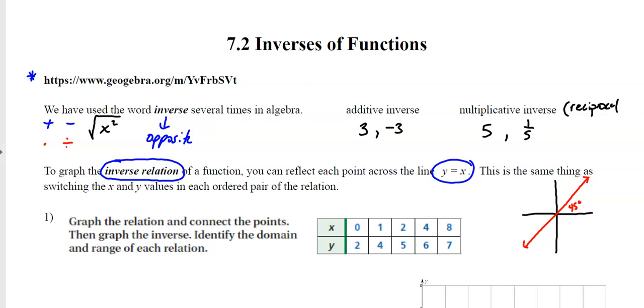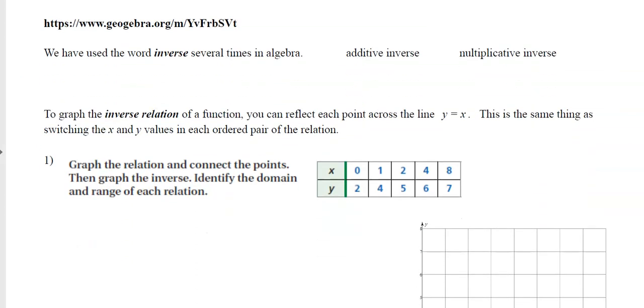It's basically where, when you make the table, every single x-coordinate is the exact same as the y-coordinate: 1, 1, 2, 2, 3, 3, and so on. So that's going to be our fold line, or our reflection line. It also says this is the same thing as switching, which is pretty important here, the x and y values in every ordered pair of the relation. So let's do an example to wrap our heads around this.